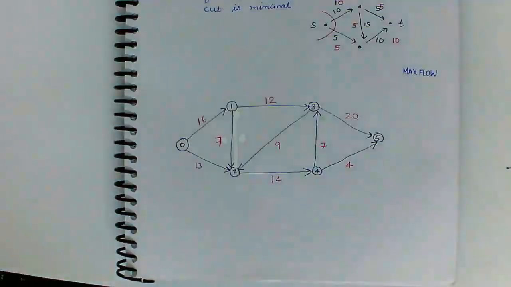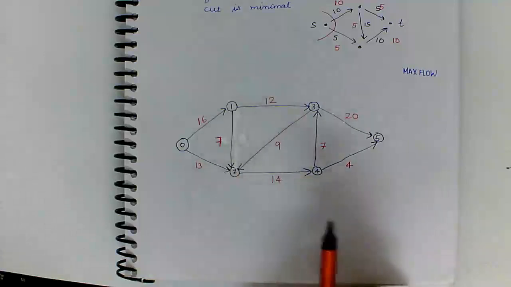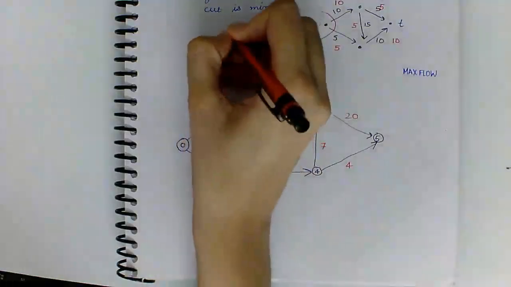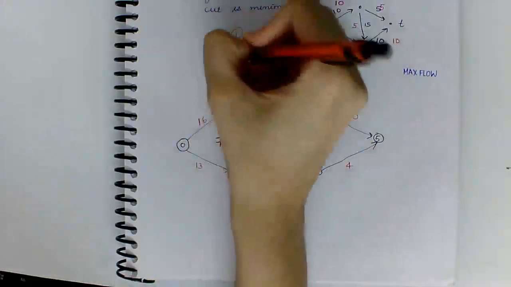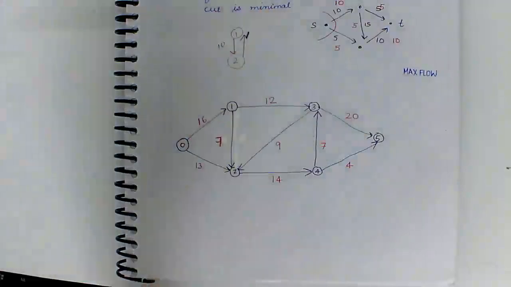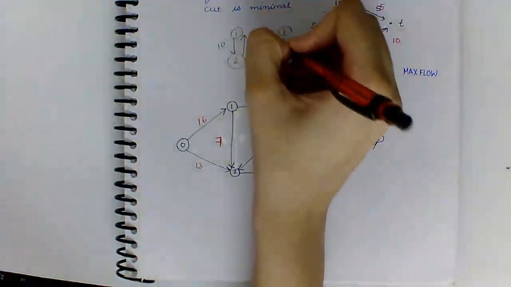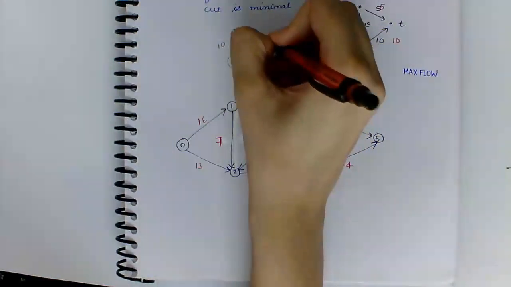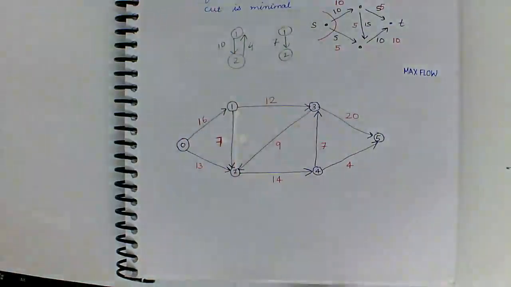Hello everyone, and today I am going to attempt to solve this network flow problem using augmented paths. You can see a little bit of whitener here. This used to be 1 and 2, and this was 10, and this was 4, which I have now changed to this. These both are the same thing, and now moving on.